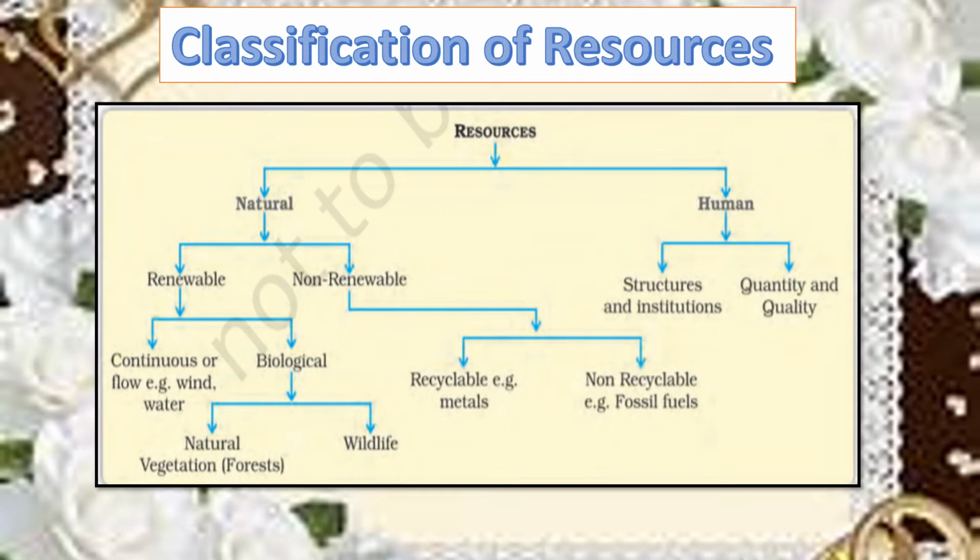So the classification of resources, I repeat, is natural and human. Natural is again further divided into renewable and non-renewable. Renewable is again further divided into continuous and biological. Under biological you have natural vegetation and wildlife. Non-renewable is recycle and non-recycle. Human is structure and institutions, like schools, organizations, etc., and quantity and quality.